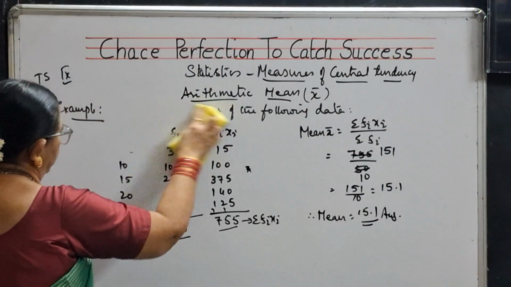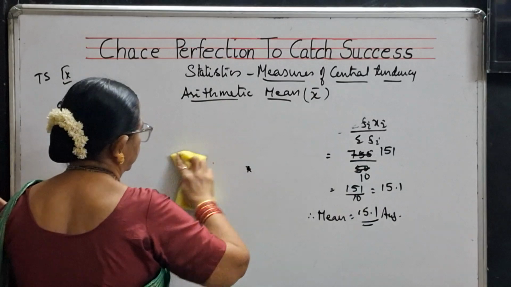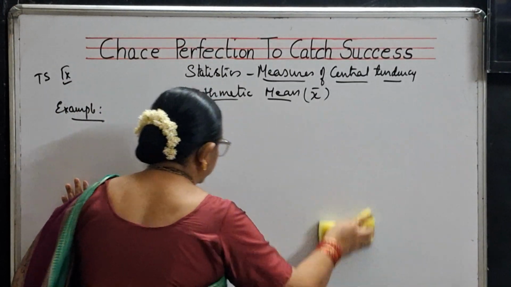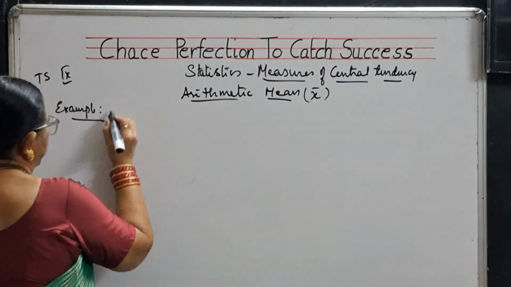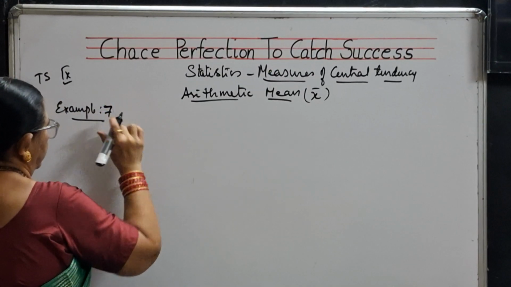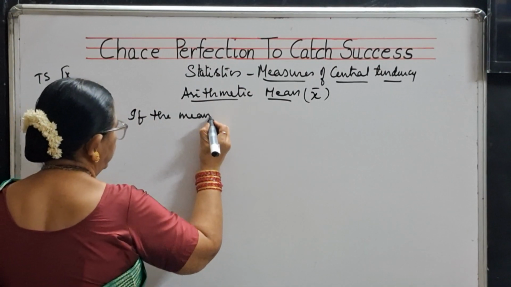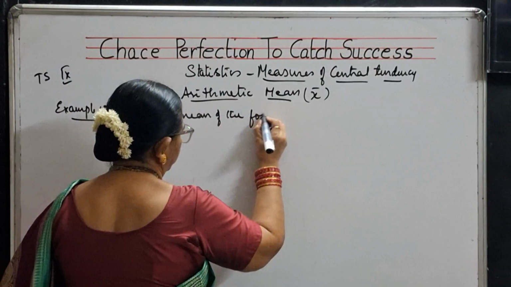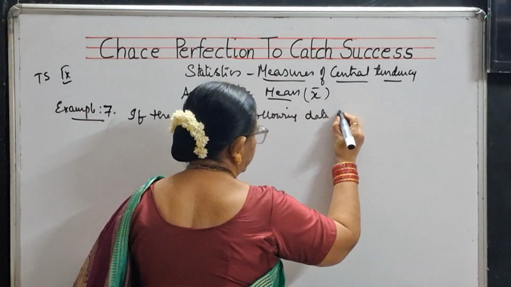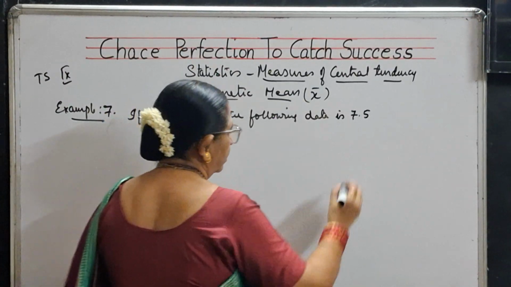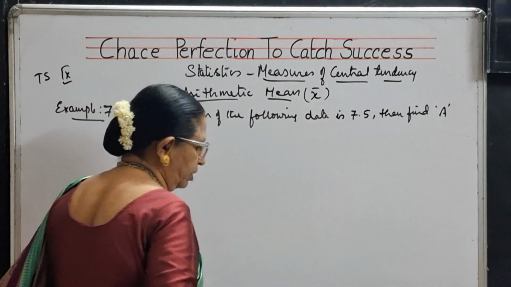Now, let us see the next problem. Example 7: If the mean of the following data is 7.5, then find A. So let us see what is given to you.